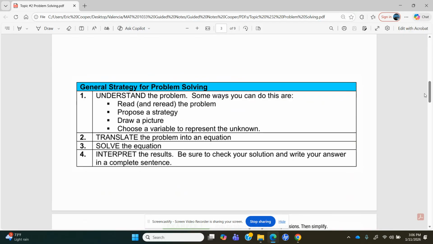We're going to translate the problem and put it into an equation. Once we have that, we'll solve the equation and interpret the results. And we're also going to make sure we answer the problem that's been given to us.